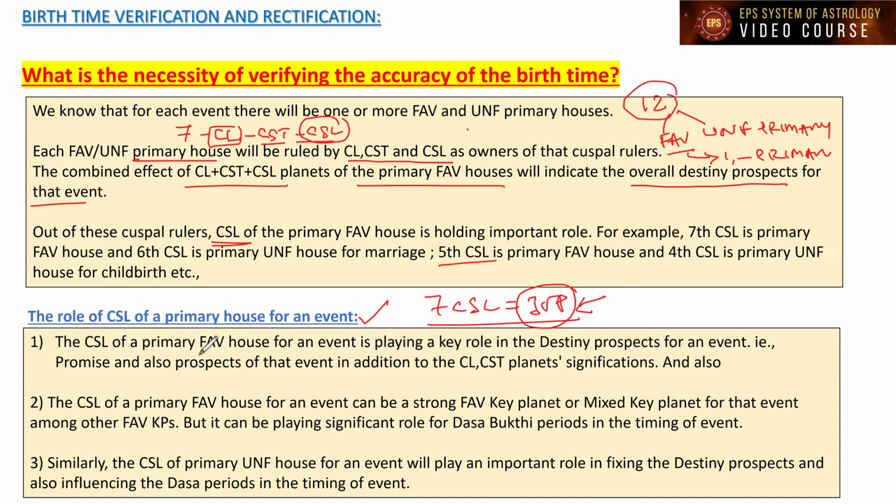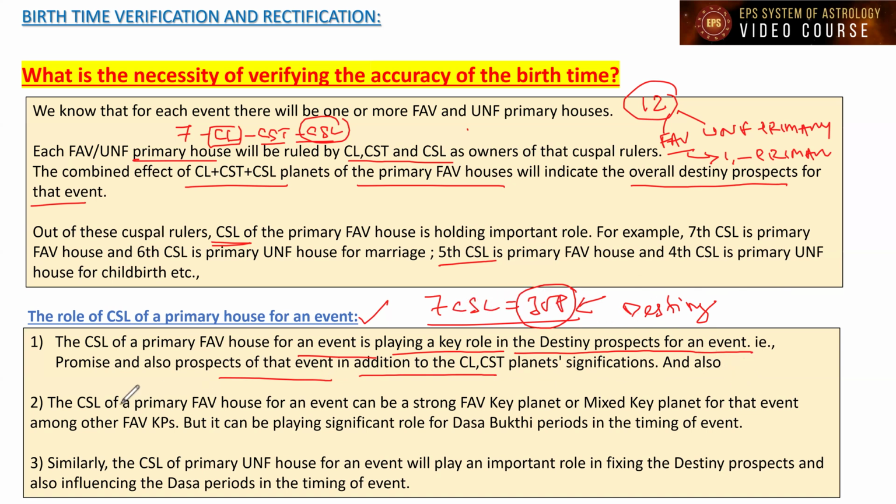The cuspal sublord of the primary favorable house for an event is playing a key role in the destiny prospects for an event. So we have to study the seventh sublord Jupiter, right? That is the promise and also the prospects of the event, in addition to the cuspal lord and cuspal star lord planet significations. So the seventh cuspal sublord will play an important role in finding the destiny prospects of the event of marriage.